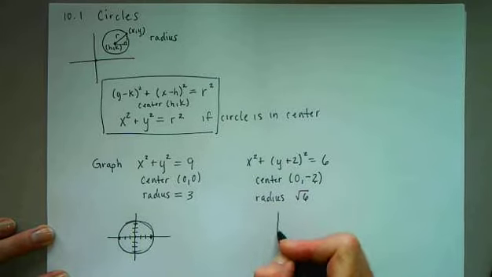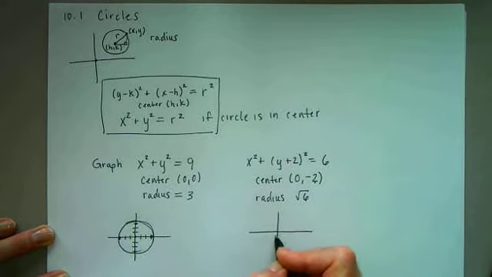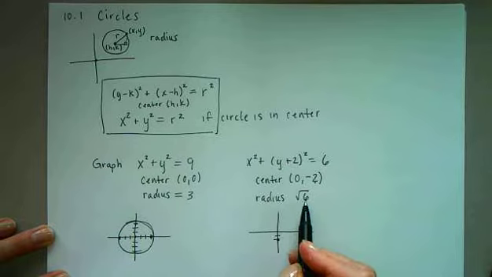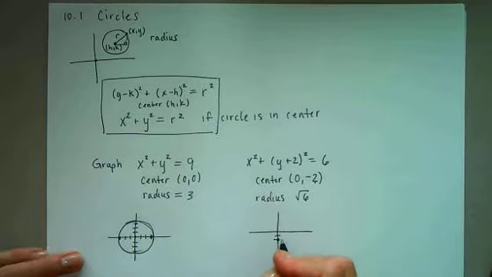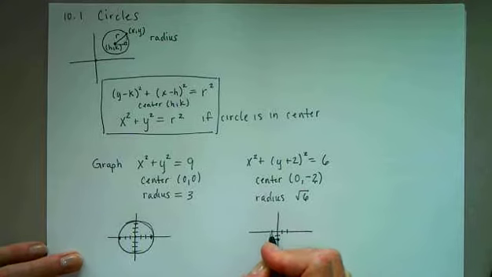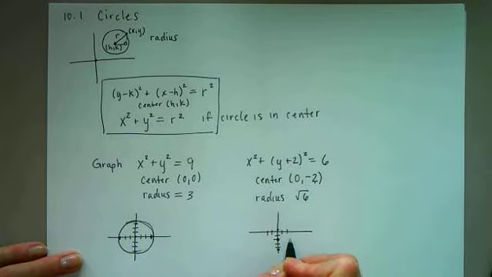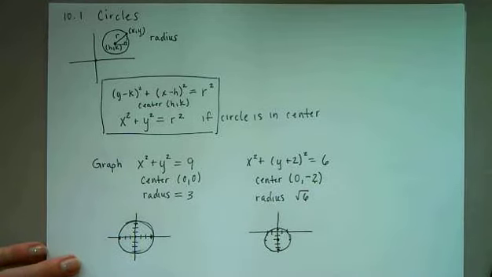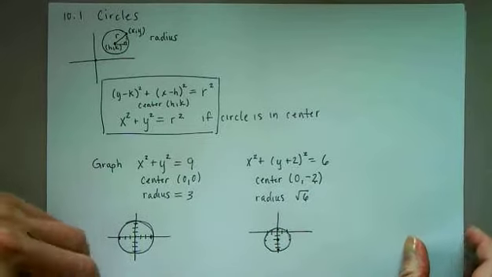So if I were going to graph that, I would go over 0, down 2, and then I would go about, I don't know exactly what that is, 2.5. So I'm going to go about 2.5 in every direction. So I'm about right here, up, 1, 2, about right here, down, 1, 2, about right here, right, and right here, left. And so that is the drawing of that circle. And on your final exam, there's always a circle, and you'll have to pick the right graph typically. So that's how you graph circles.